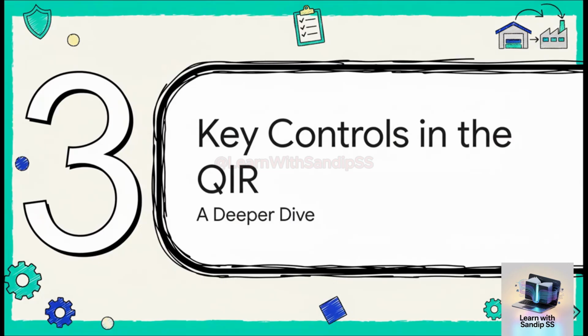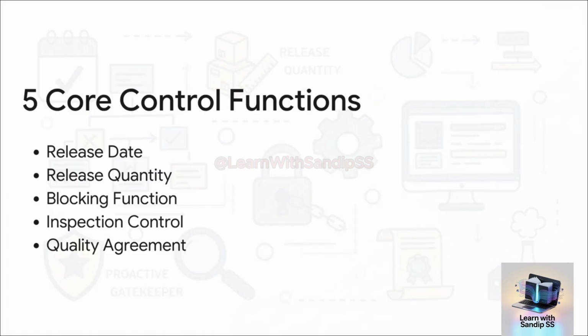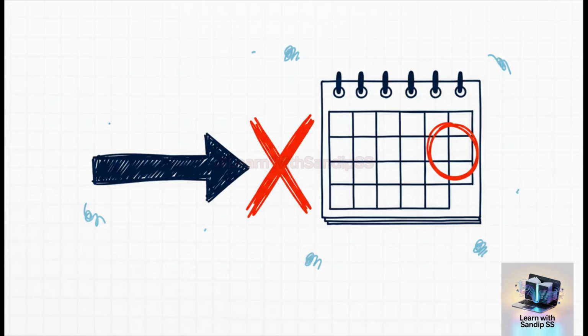Okay, so now that we know what the QIR is, let's pop the hood and see what this thing can actually do. We're going to dive a little deeper into the specific control levers you can pull inside the QIR. The QIR really gives you 5 main ways to control procurement for quality. We're going to walk through each one: the release date, the release quantity, the super powerful blocking function, inspection control, and the quality agreement. First up, the release date.